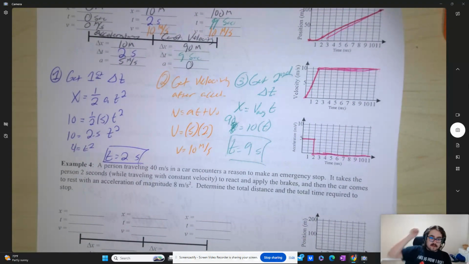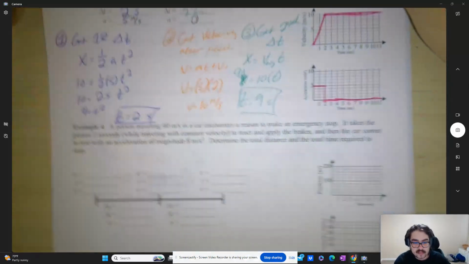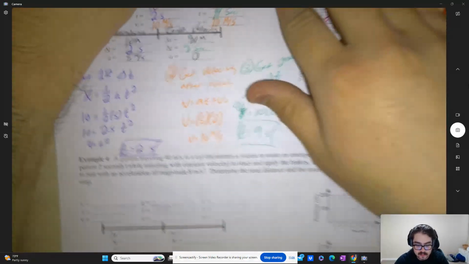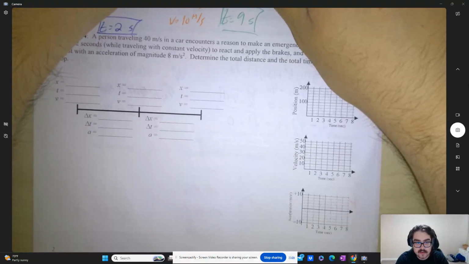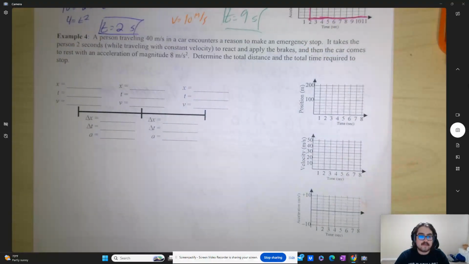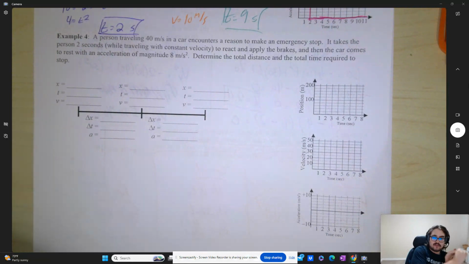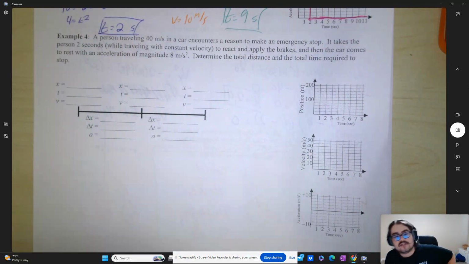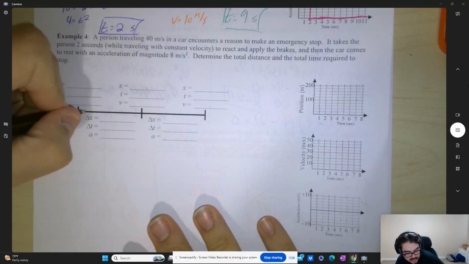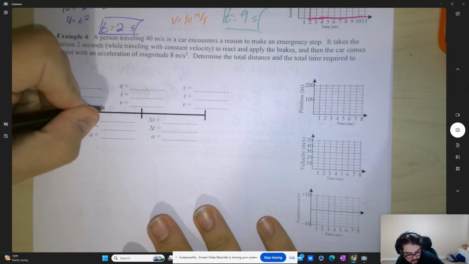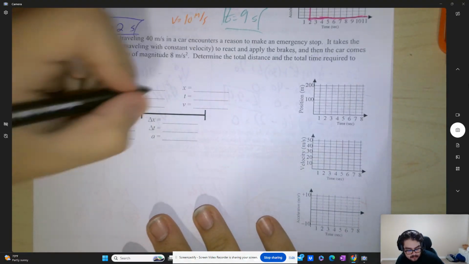Okay, I love this problem because it says a person traveling 40 meters per second in a car encounters a reason to make an emergency stop. It doesn't tell us why he's making that emergency stop, but it says that he has a reason to do so. It takes the person 2 seconds while traveling with constant velocity to react and apply the brakes. Then the car comes to rest with acceleration of magnitude 8 meters per second squared. So the first segment here is going to be reacting, and the second segment is going to be braking.